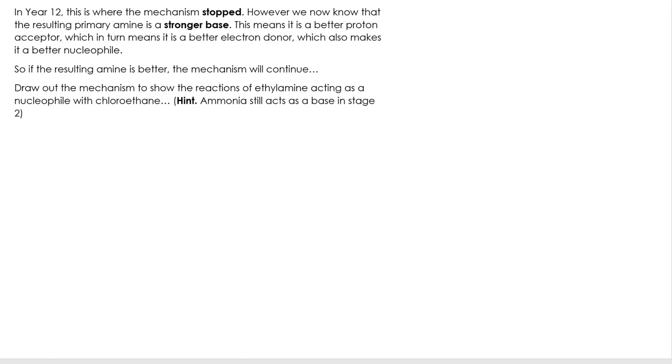So for the next few mechanisms, we're going to take ethylamine acting as a nucleophile instead of ammonia with chloroethane. We are still going to use ammonia in the second stage of this mechanism each time, and that's a really important thing to remember because otherwise it can sow quite a lot of confusion. But let's look at the mechanism, try it, see how you do.